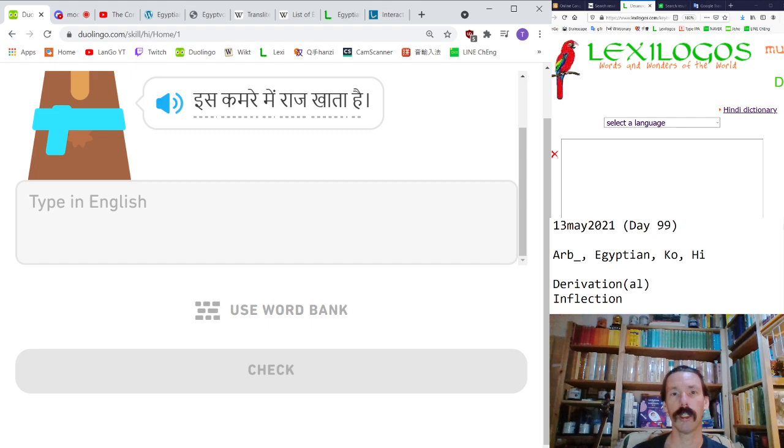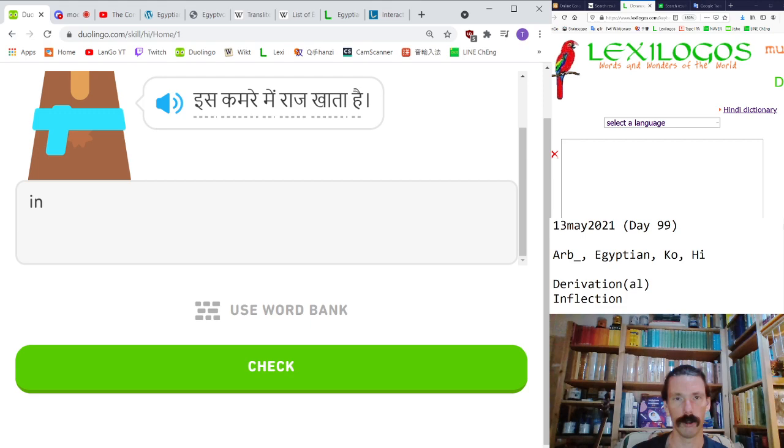この部屋には Raj ga tabemasu. In these rooms. Oh, maybe this is a case form. What do you think, Levi? Is it plural kamri or is it going to be like a dative or something? I'm not sure that the case has been so meticulously preserved. So I'm guessing it is plural.